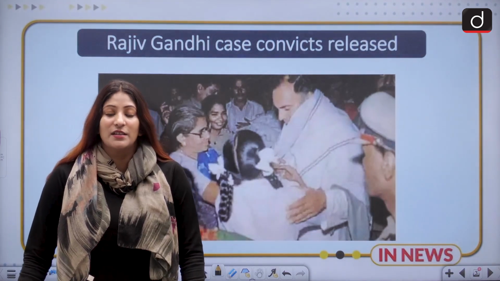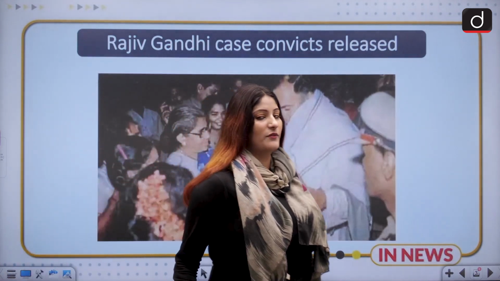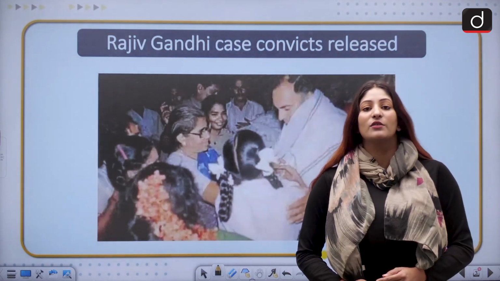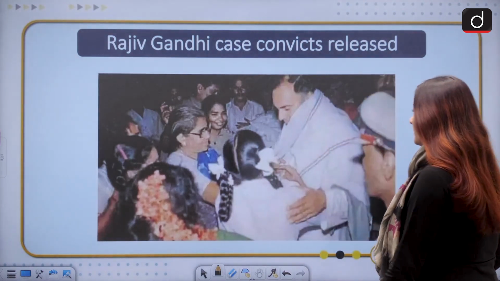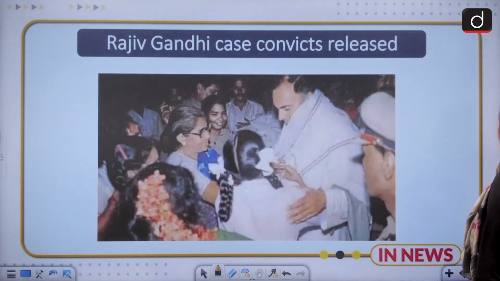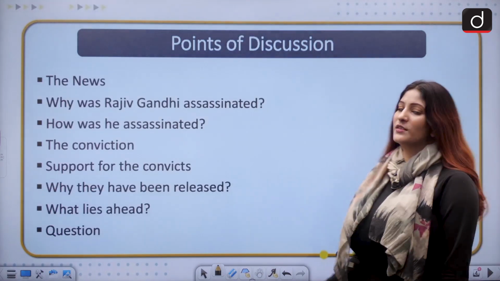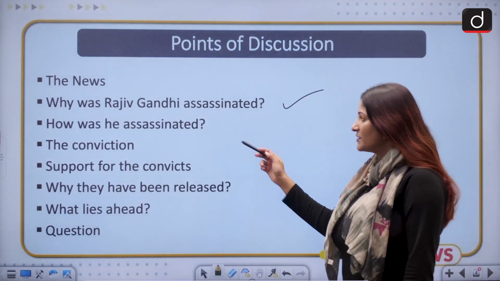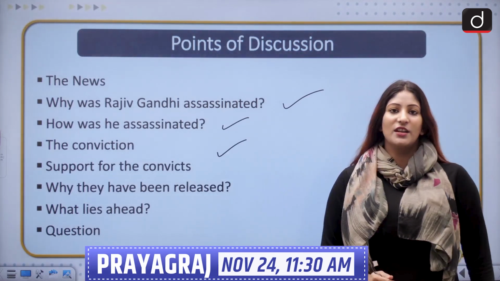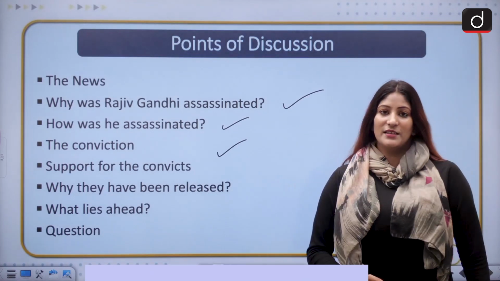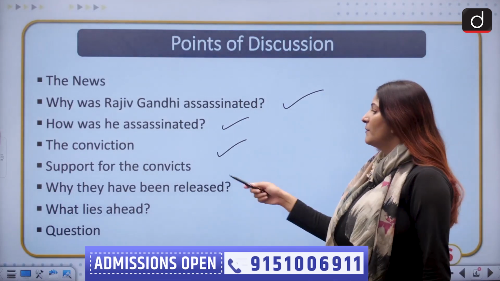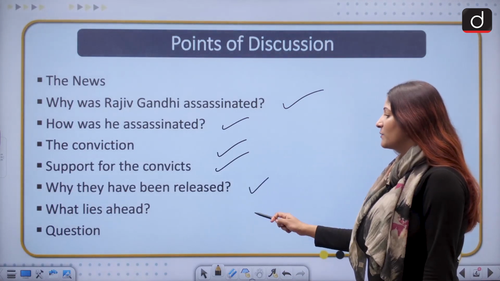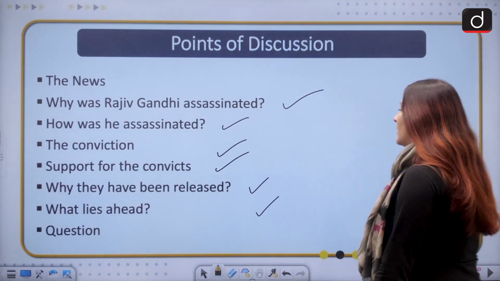The entire segment will be important from the perspective of UPSC mains paper, specifically GS mains paper 2nd and 3rd, and also from the perspective of the prelims examination. Let's move forward and first of all talk about the different topics that we are going to understand. The news: why was Rajiv Gandhi assassinated? How was he assassinated? The conviction and the controversy. Surprisingly, there was a lot of support from important political parties of the South for these convicts, and why they have been released, what lies ahead for them, and a question in the last.